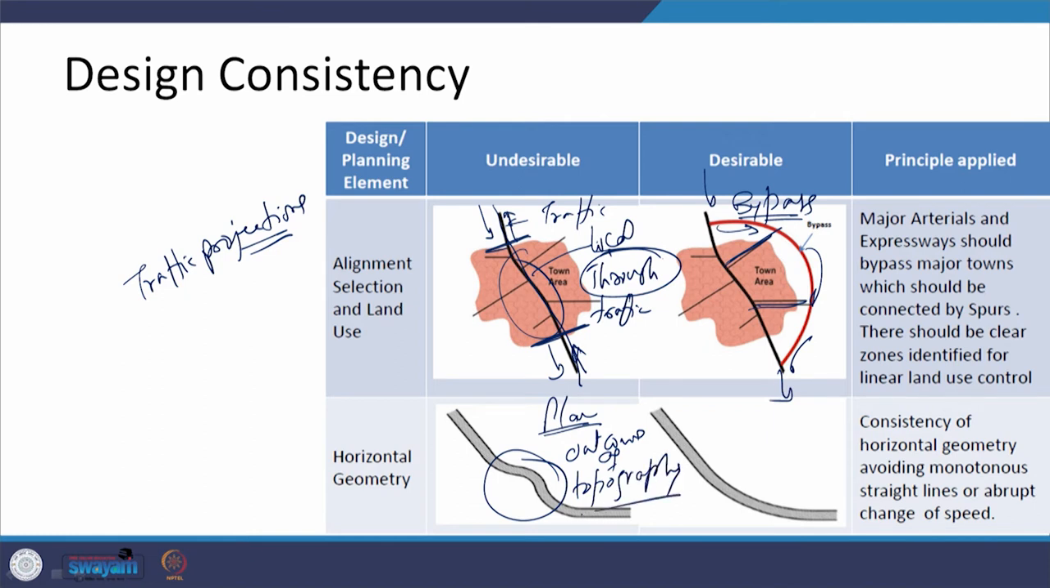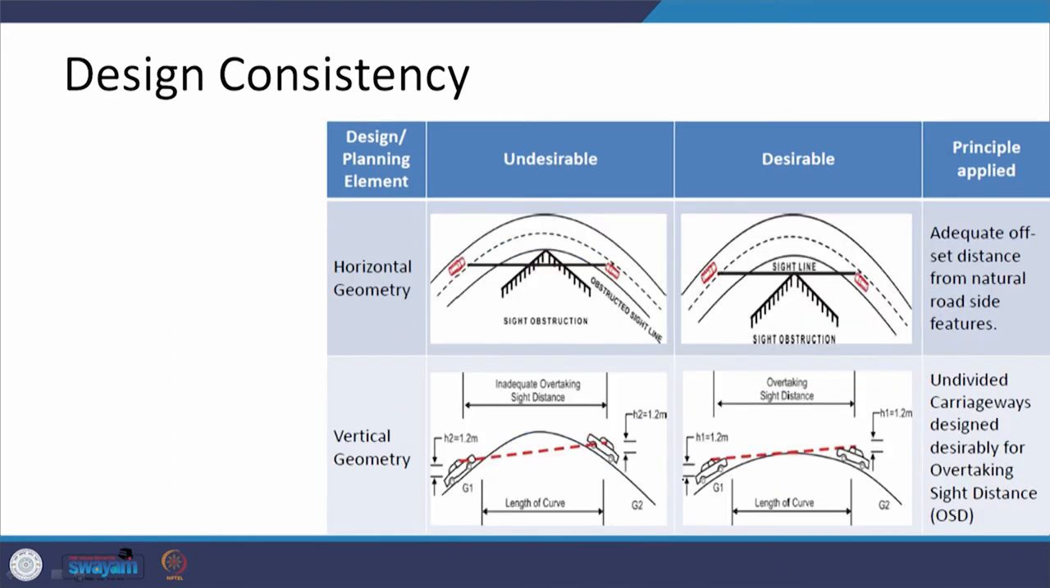So, if we have the contours of this particular area, then these contours may allow us to provide a smoothened curve like this. So, this will help in a sense that now the vehicles can move with the same speed and there is no change in the speed because of this typical sort of an S curve.